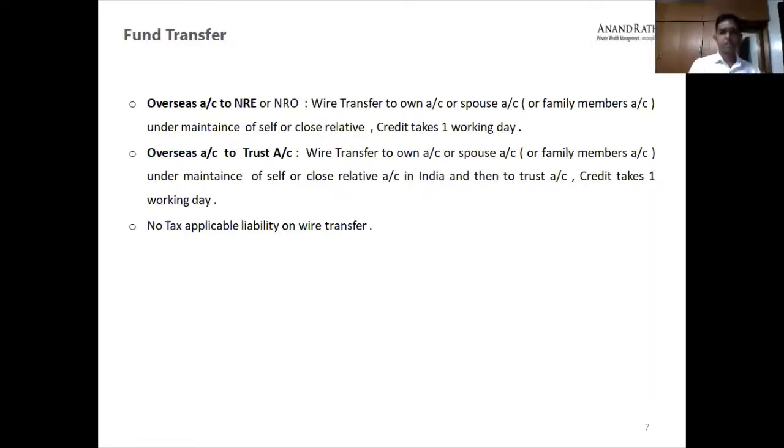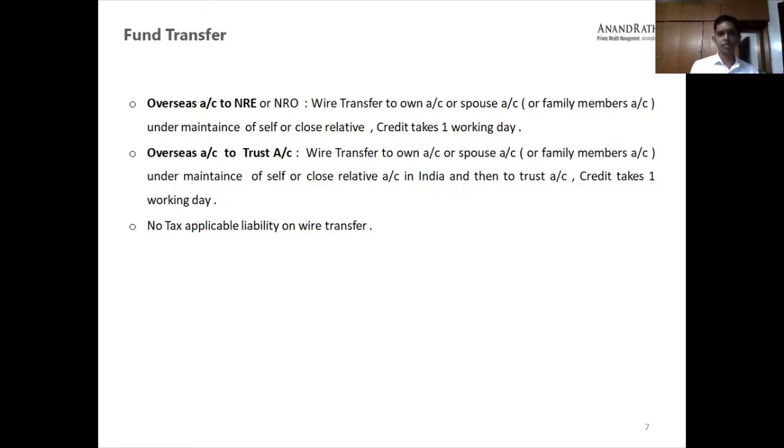Sir, this is the fund transfer route from an overseas account. These days, you can bring money into the country as part of maintenance, and it takes 1 working day. And vice versa, there is no tax implication on the wire transfer in any way.